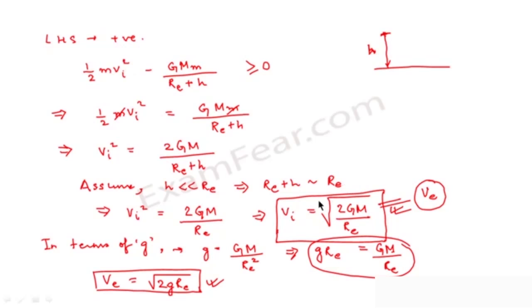So we found that we can get an expression for escape velocity in terms of the universal gravitational constant or in terms of acceleration due to gravity. So basically escape velocity is nothing but the initial velocity which, when given to an object, the object will go to infinity and it will never come back to the surface of the earth.